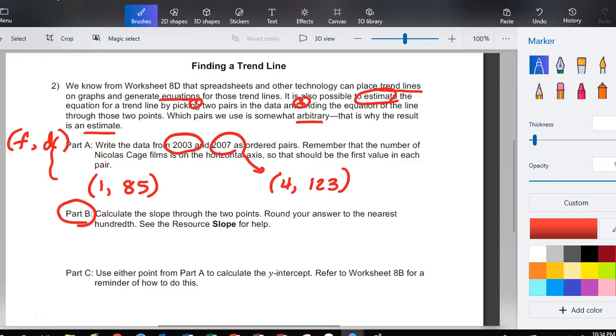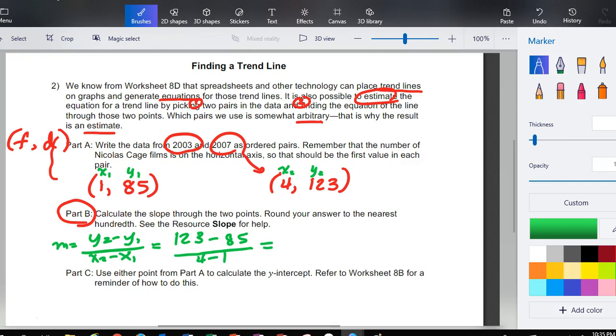Part B says calculate the slope, round your answer to the nearest hundredth. So hopefully by now you're starting to get into a rut, if you will, that when someone says slope, you label your points, you write out the entire slope formula, and then you take off filling in pieces and parts in the blanks. 123 minus 85, 4 minus 1.